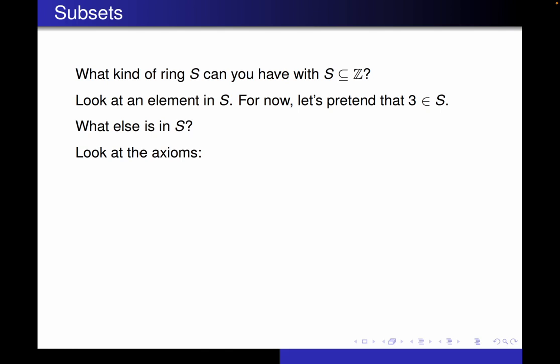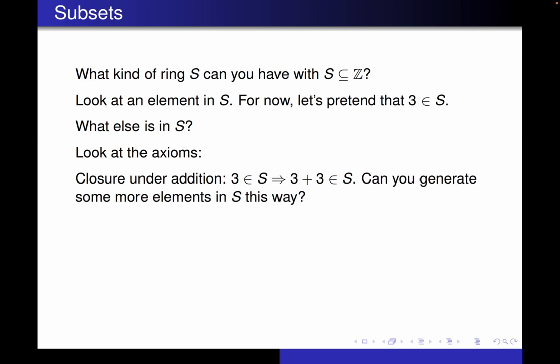Well, let's look at some of the axioms, right? For one thing, we need closure under addition. If we have closure under addition, that means whenever we add 2 elements in the ring, we must get an element that's also in the ring. So we know 3 is in the ring that we want. That means that 3 plus 3 must also be in the ring, so 6 is in the ring. And the question is, can you continue this to generate some more elements in this way? And that's one of the things you're going to do on the in-class activities.